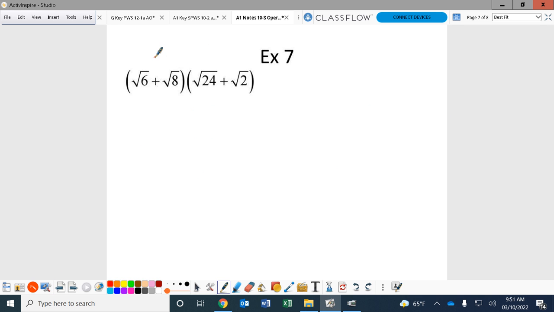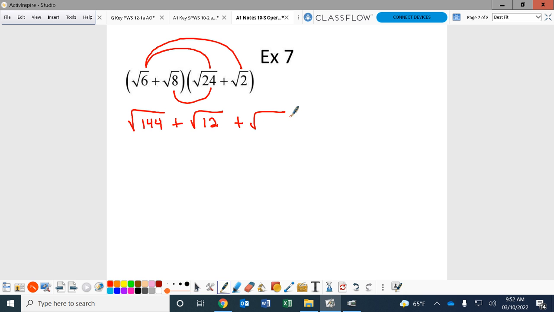Bigger numbers this time. First, outer, inner, last. Square root of 6 times the square root of 24. What's 6 times 24, guys? 144. That's going to be easy. And then 6 times 2 is going to be plus the square root of 12. For the inner, you're going to be multiplying 8 times 24. What is 8 times 24? 192. And then the last one is going to be plus 8 times 2. Guys, 8 times 2 is going to be the square root of 16.